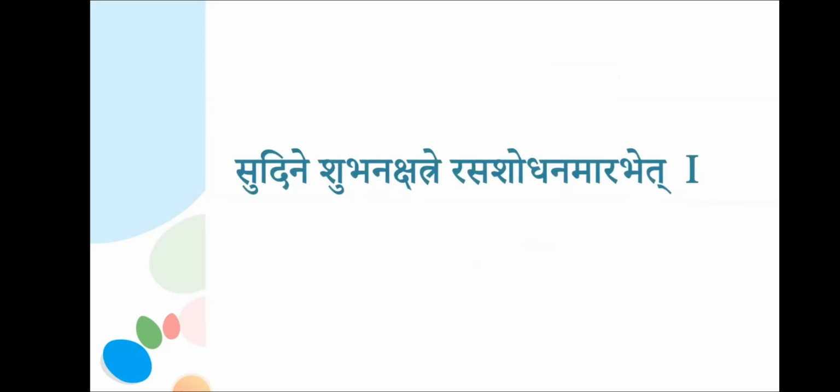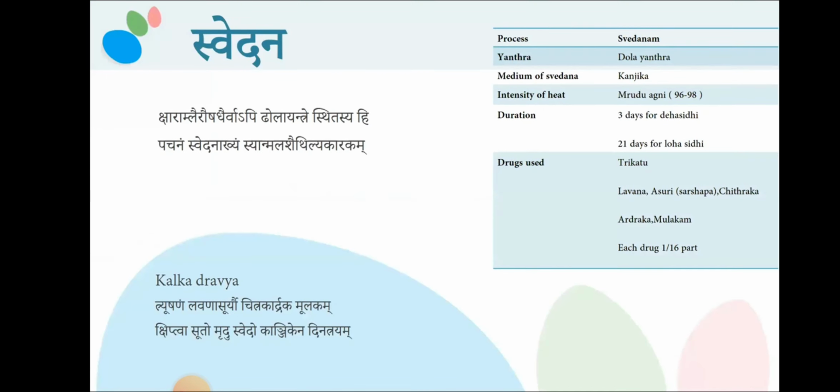Okay. Then we will start the process. Sudine Shubha Nakshatre Rasa Shodhanam Arabhe. Okay. Then the first method is Svedana method. So in any process in Rasa Shastra, whether it is a Shodhana or a Marana, any method or preparation of various formulations also, there will be 3 levels of procedure. That will be like a standard operating procedure.